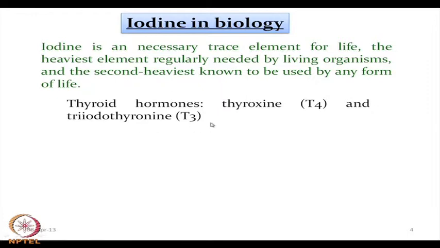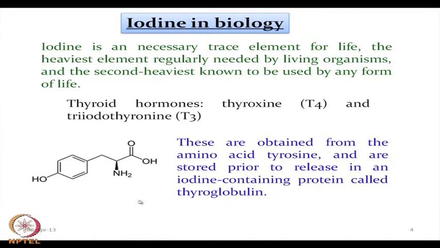So, we must have some substrate where 4 iodine atoms can be incorporated within the molecule, and in another case 3 such iodine atoms can be incorporated, and they play an important role related to our thyroid hormones. So, the molecule which we get is a typical amino acid, and which is our tyrosine.